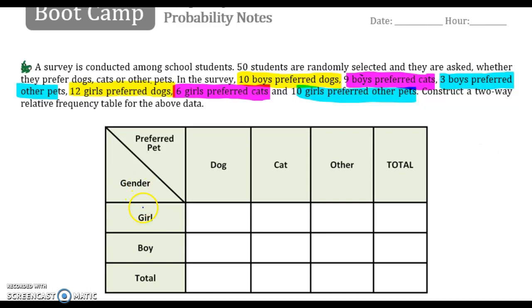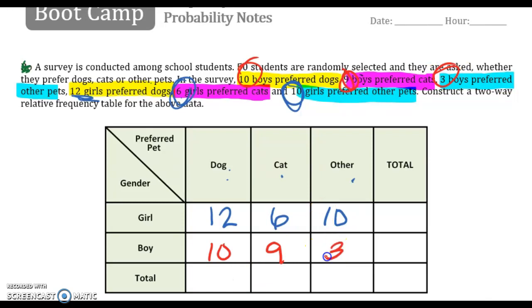So if you notice, I've already got it filled out. We have boy, girl on this side, and then dog, cat, and other on the other side. So we're going to fill in what we know and then calculate totals. So let's start. A girl who likes dogs. There are 12 girls who like dogs. So 12 goes here. Then a girl who likes cats. There are 6 girls that like cats. And then the other category, that's the 10. Now let's look at the boys. The number of boys who like dogs would be 10. The number of boys who like cats is 9. And then the number of boys who like other pets is 3.